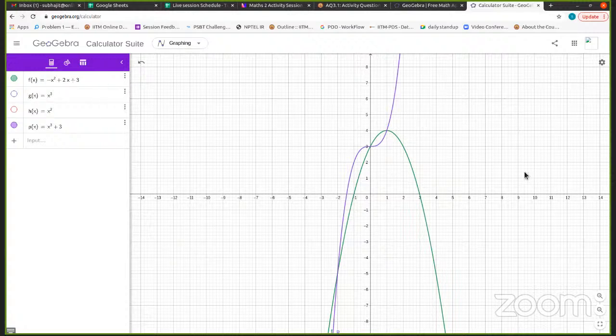Sir, can you tell what does the double derivative give? Like the first derivative gives the slope. So what does the double derivative give? You can tell me. Sir, is it the value of the tangent? What? The slope of the tangent.